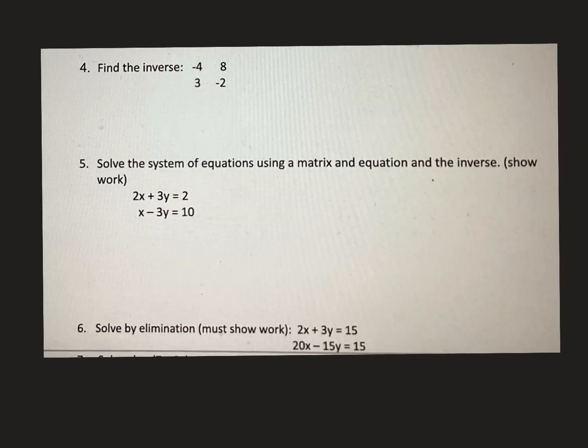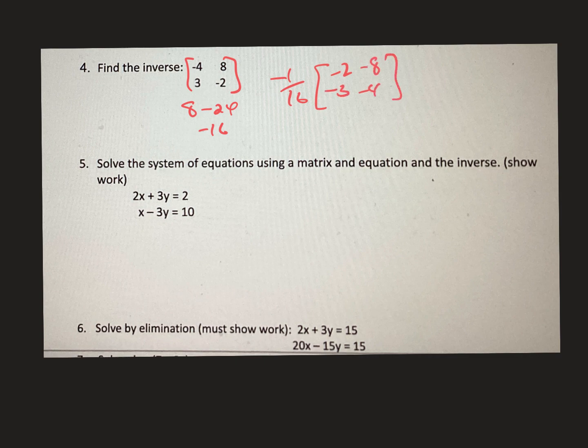All right, number 4, find the inverse. I forgot to draw the brackets around here. Remember, we had a shortcut for the inverse where we did find determinant, flip, put it in the front, change first and fourth, switch sides on second and third. That's what I'm about to do. So first thing, I'm finding determinant, multiply, subtract. I get negative 16. I'm going to flip it, put it in the front. I'm going to switch places with first and the fourth, change signs on the second and third.